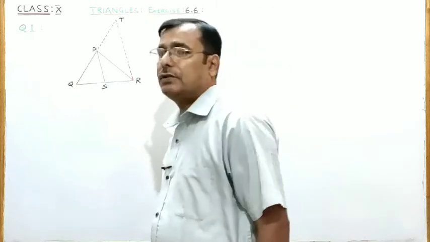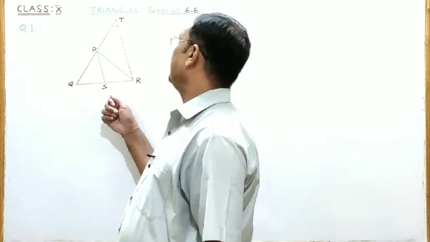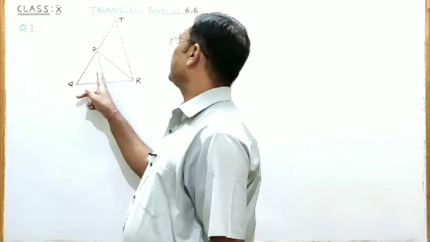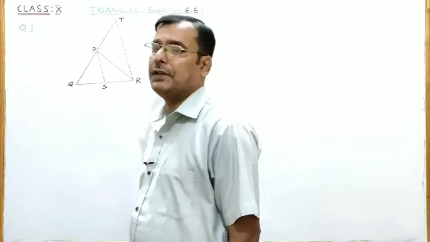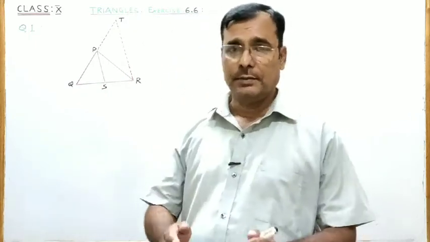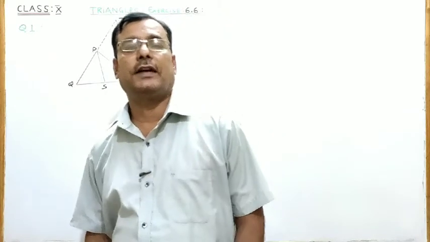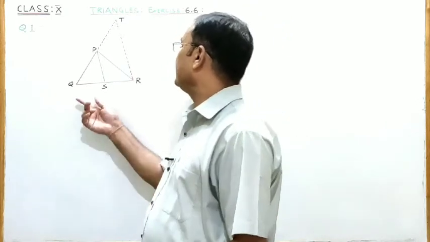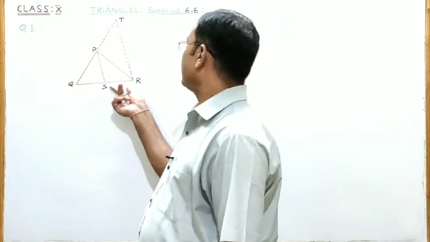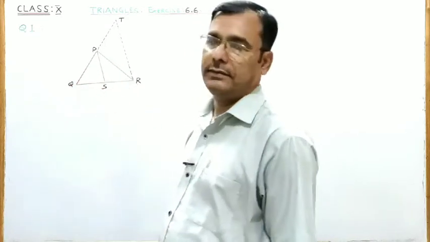Exercise 6.6 question number 1. In this given figure, PS bisects angle QPR of triangle PQR. PQR is a triangle and PS is bisector of angle QPR. Then we have to prove that QS by SR is equal to PQ by PR.